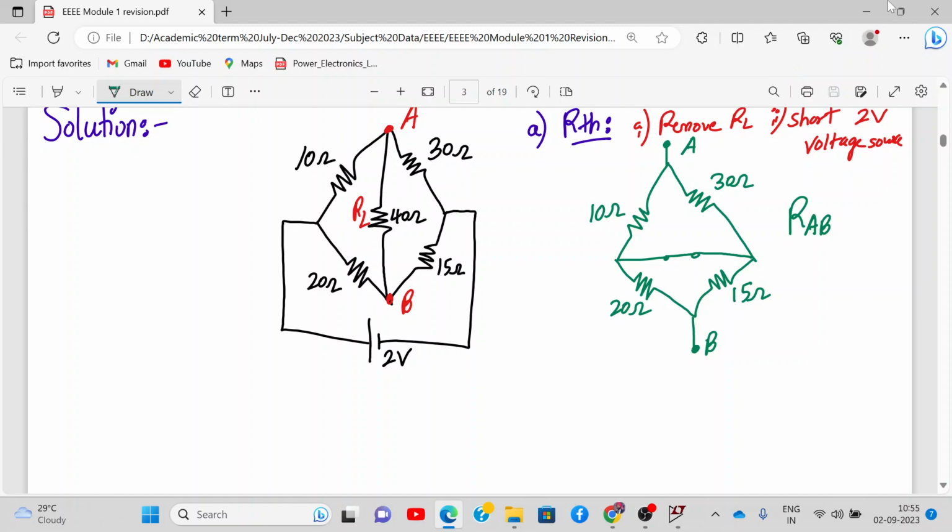Just give me a minute. My writing pad is a little bit misbehaving. Okay, so let me call this point as point C. So this also is point C, right? So I can draw the same circuit as follows. See here. This is A.